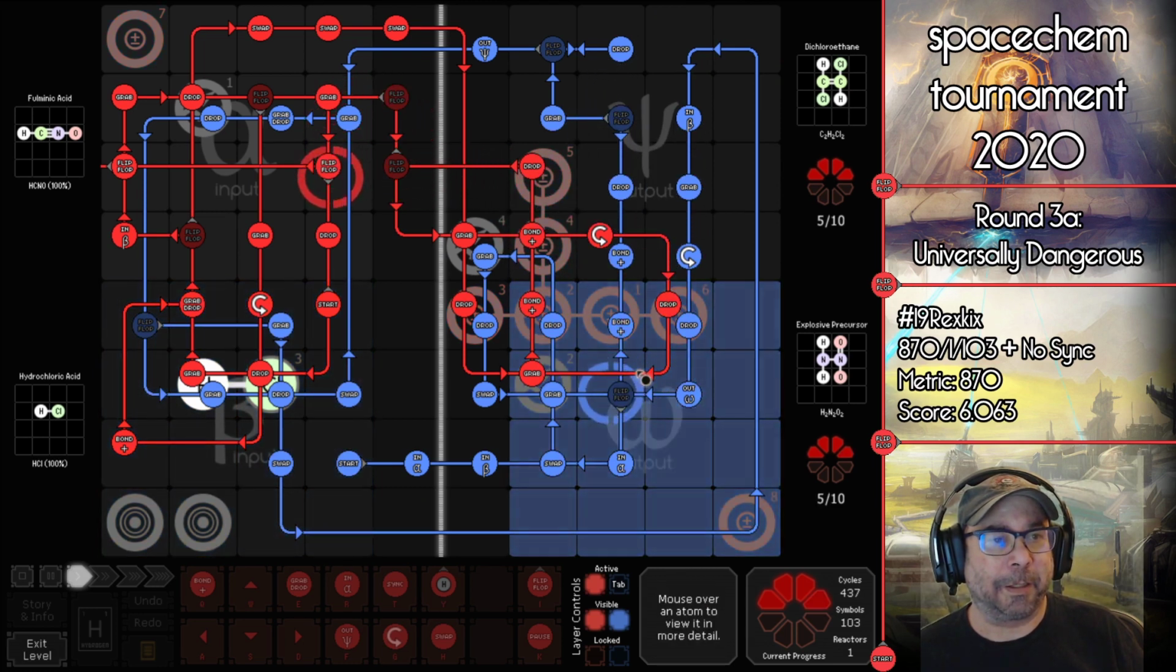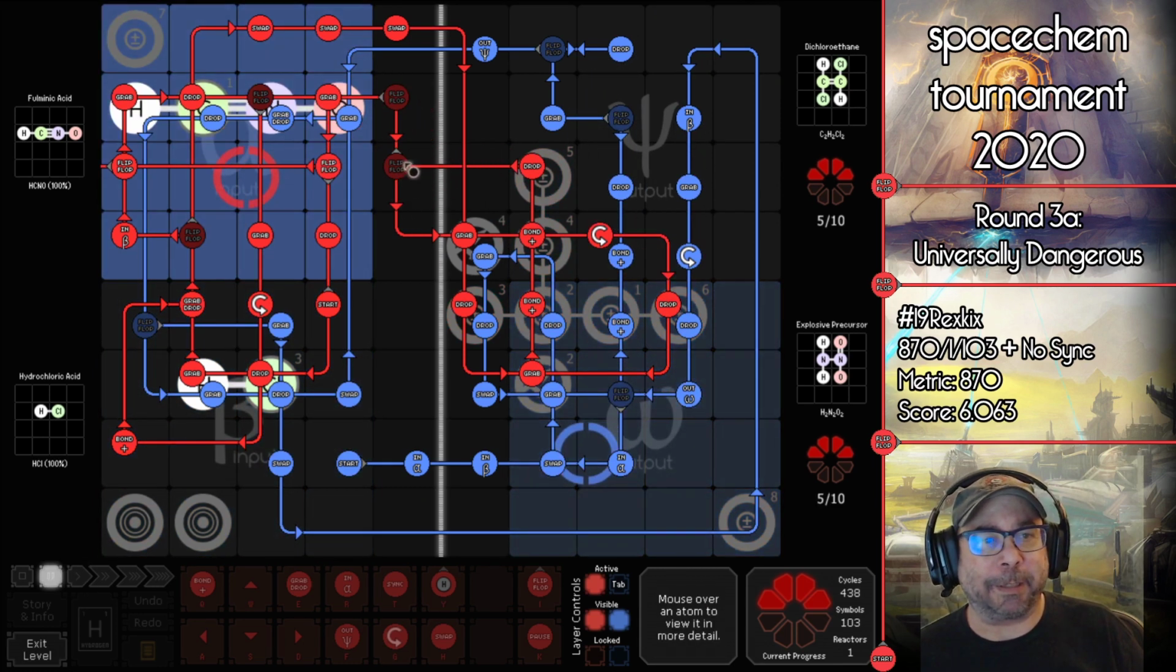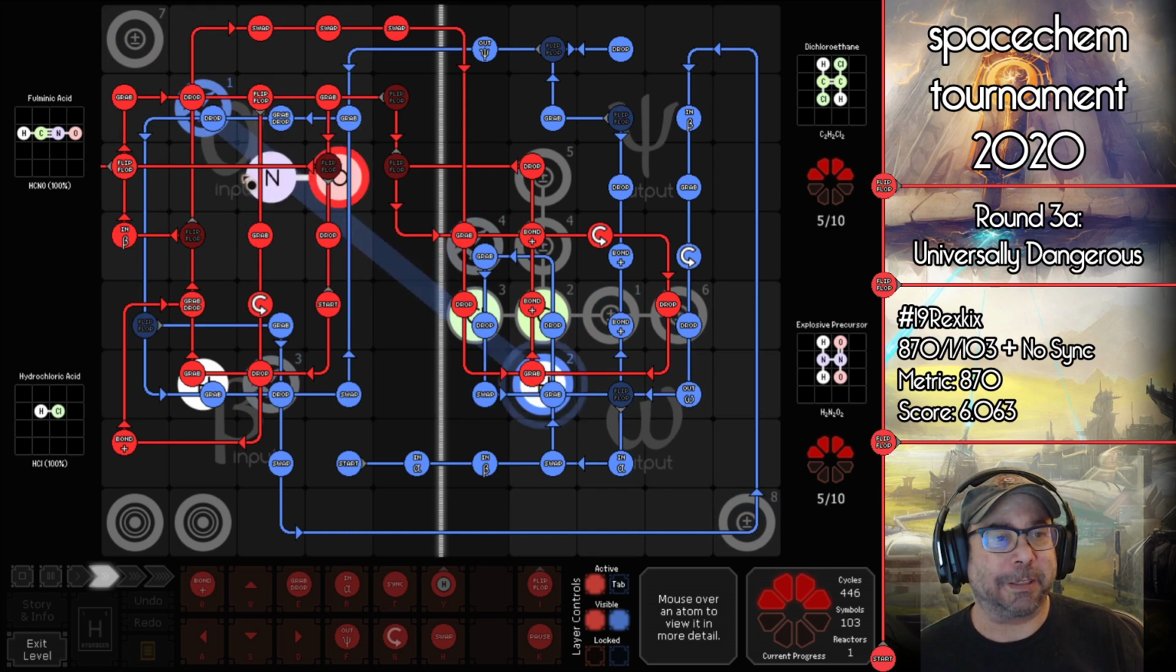Well, I was looking for a way to make that sail straight across, and I just couldn't figure out how to do it, and I was left with this little flip-flop arrangement.